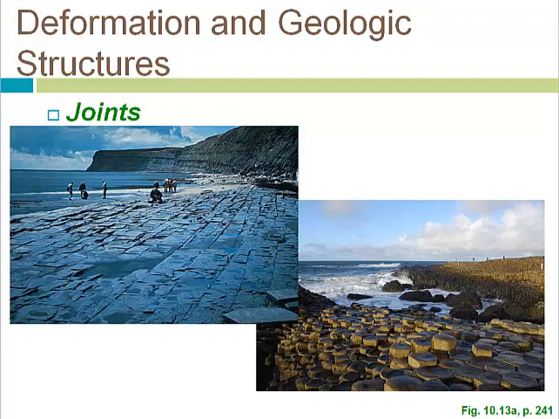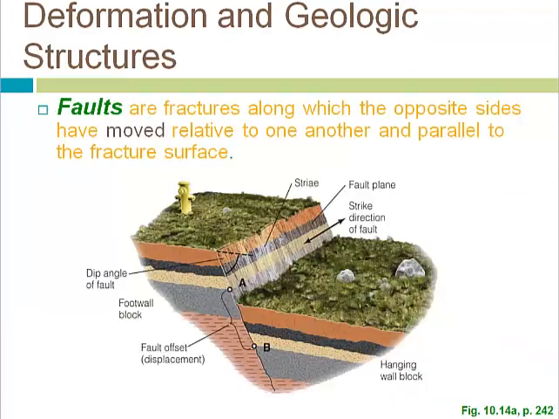And they may go through 1, 2, or 3 layers, depending on what they're forming in, but they do not go through the whole structure, which is what a fault would be. Which leads us to this picture. And this is a fault.